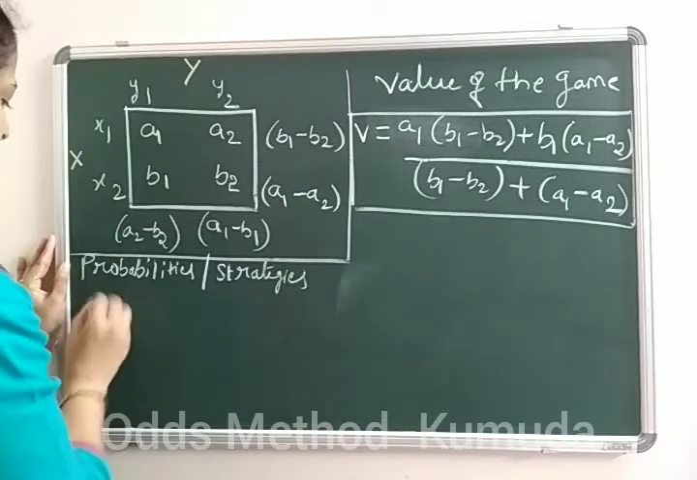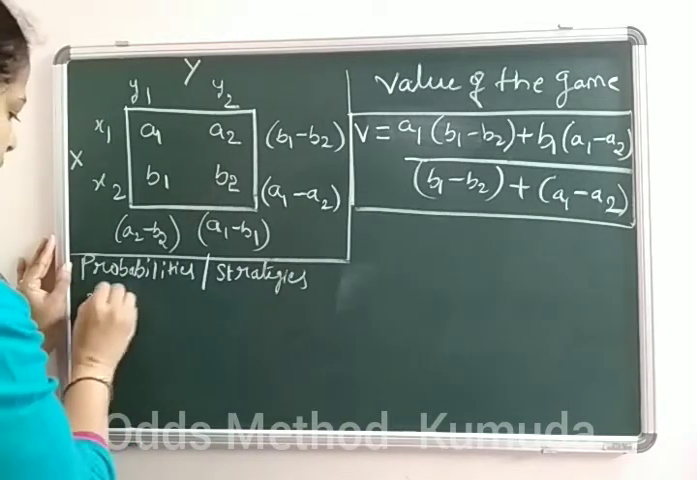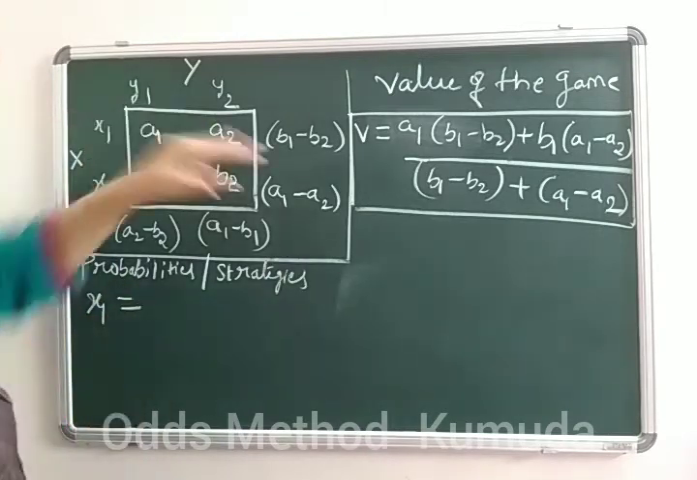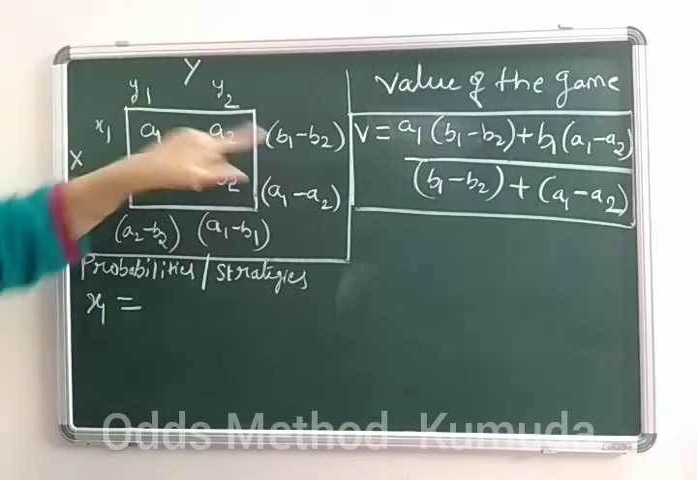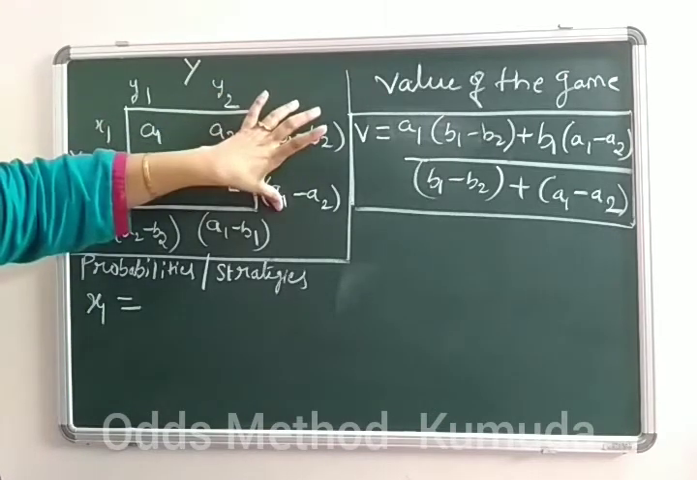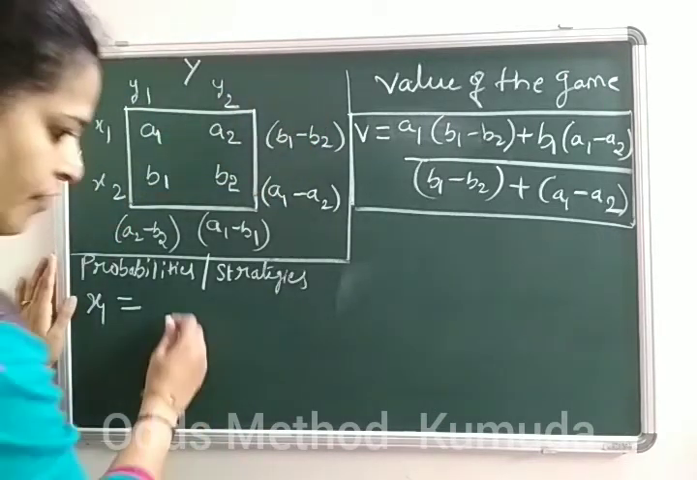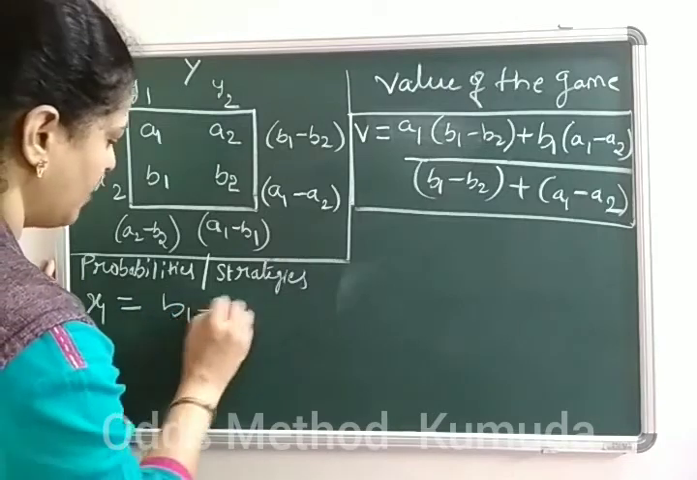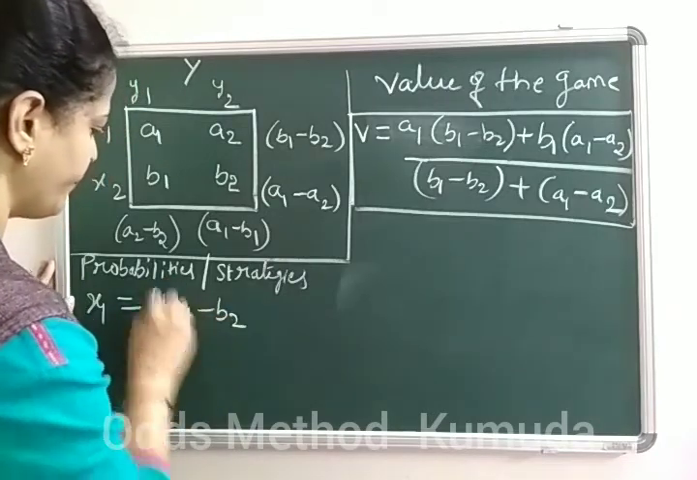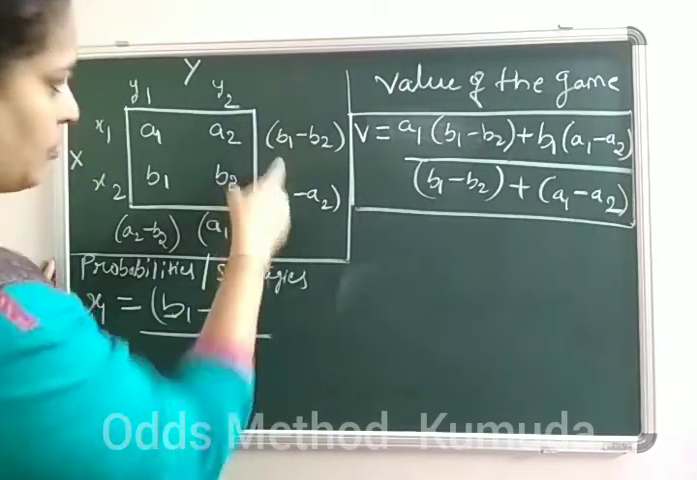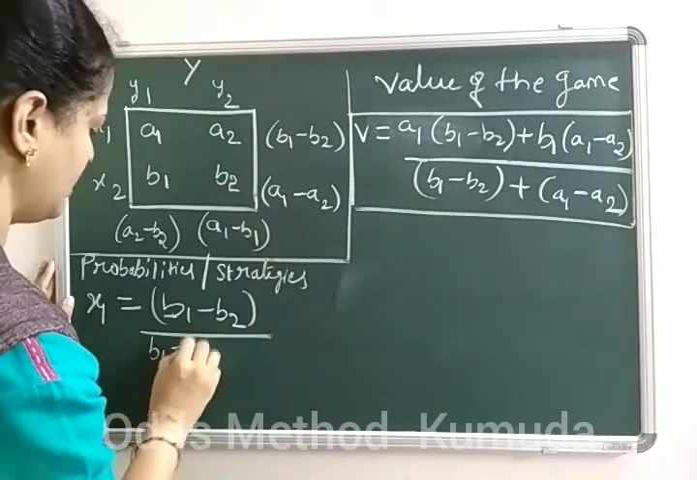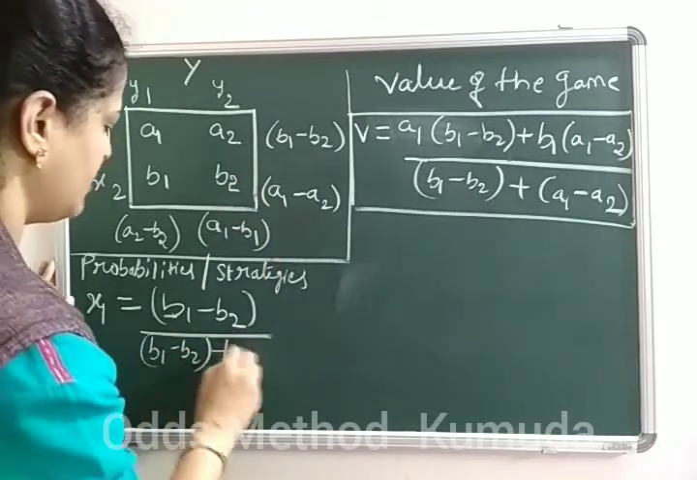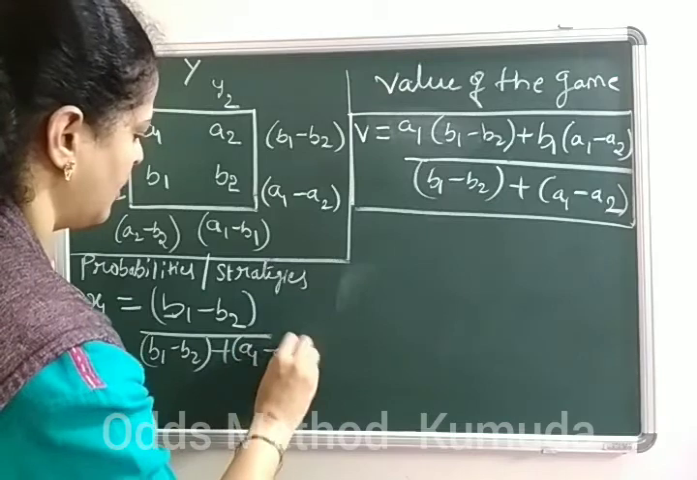So the probability for X1 will be whatever is there in place of X1. We are finding X1, so it is that value divided by the sum of the differences here. So for X1 it will be B1 minus B2 divided by the sum of the differences, that is B1 minus B2 plus A1 minus A2.